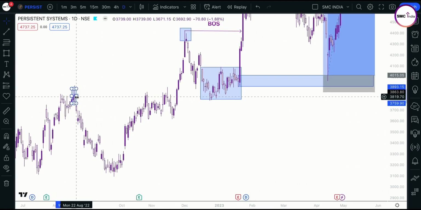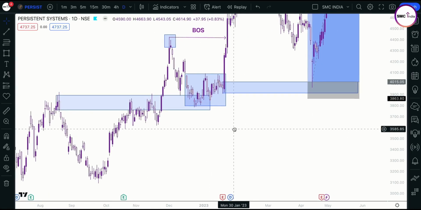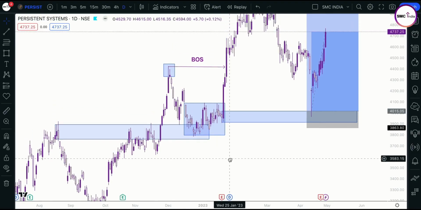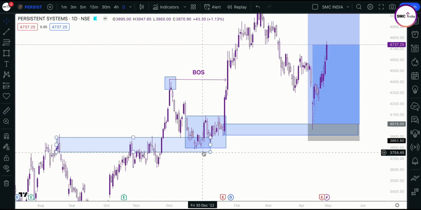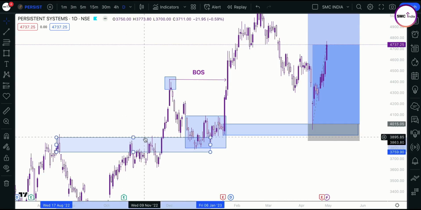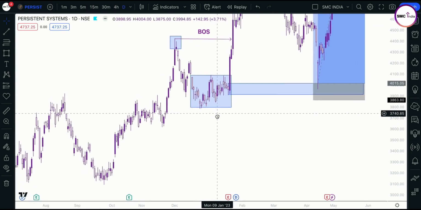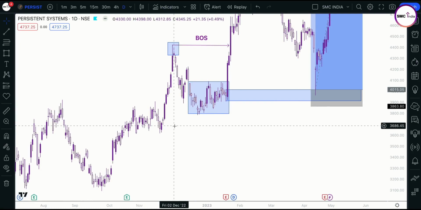And what the price did is that it took support from this breaker block and moved rapidly up, because there is a huge buy order from this breaker block. So now coming to Fibonacci and how I use this Fibonacci in this trade.